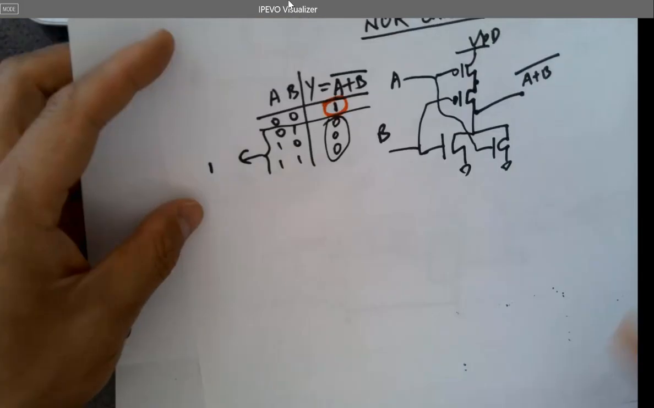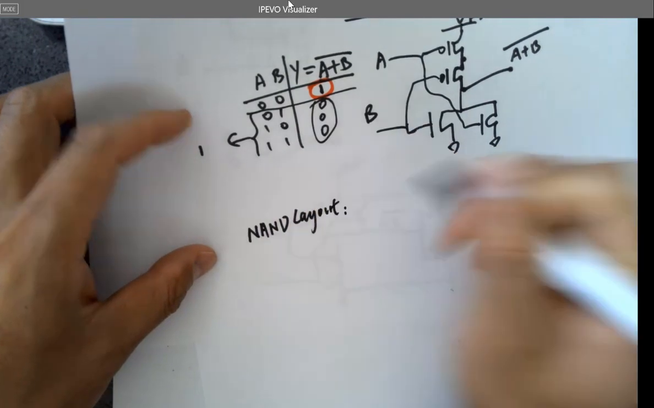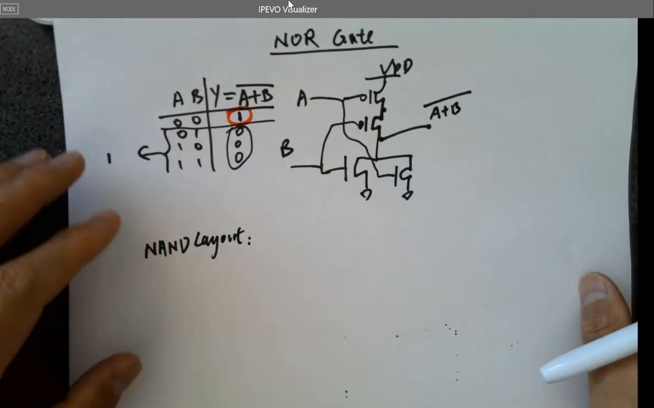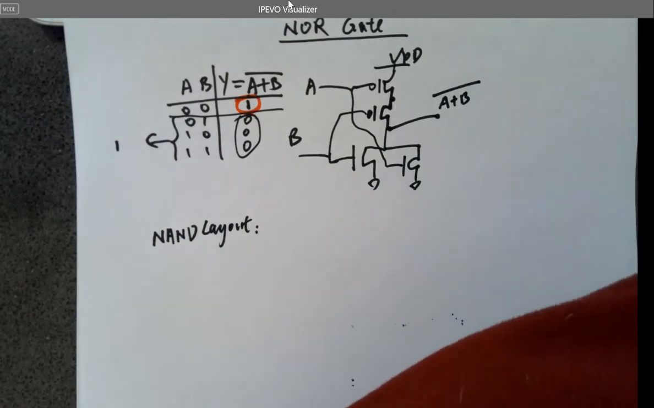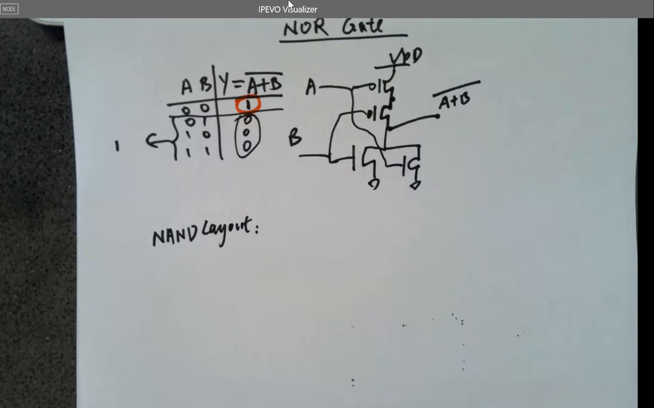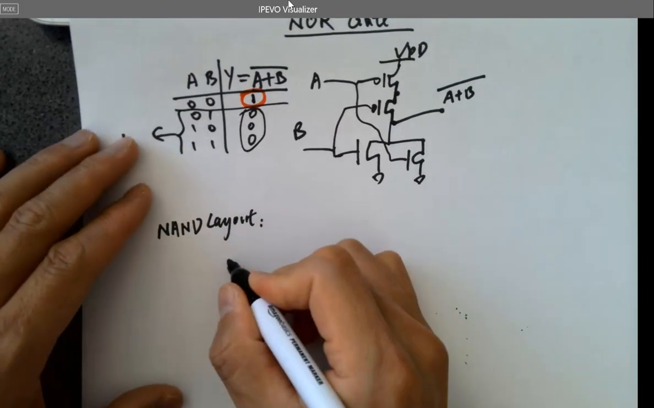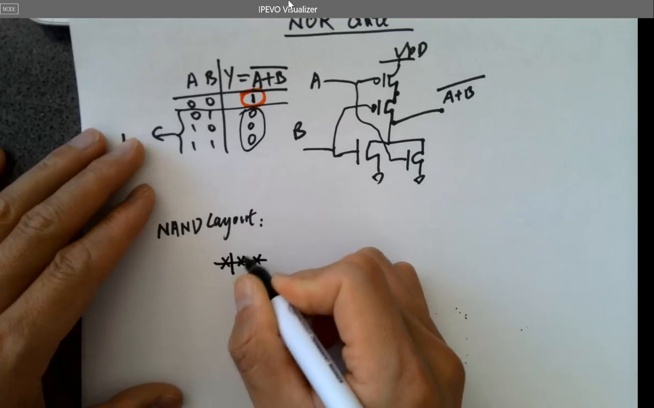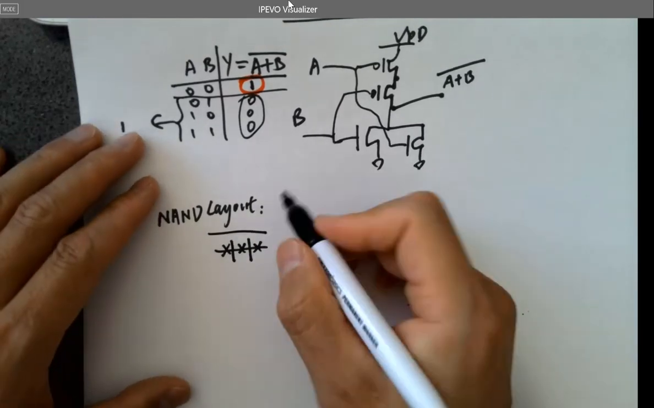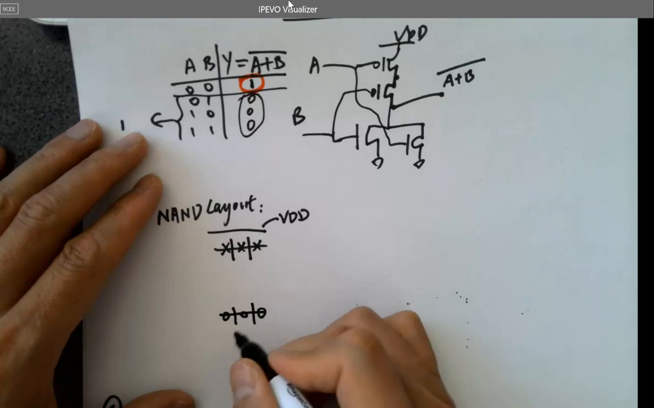So how to do the layout? Start with the NAND gate. The two PMOS are on the top. I think we used the cross for PMOS. So now you are planning for the layout. Two PMOSes. Two gates means two transistors. There's the top rail, which is VDD. You need two transistors at the bottom as NMOS, and this is the ground.